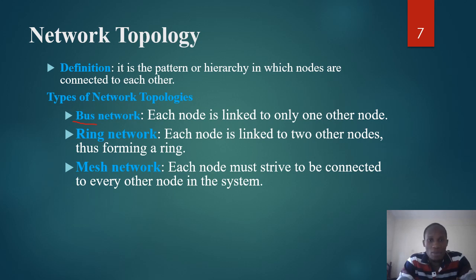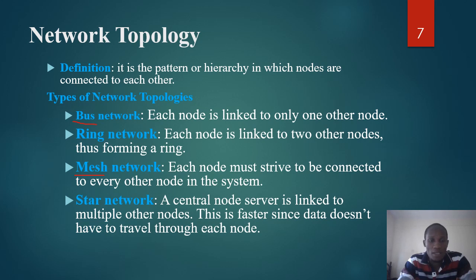Next is the mesh network. As the name suggests, mesh. So we are having several nodes, and each one of them strives to be connected to every other node in the system. By doing so, the many interconnections end up creating what we call a mesh.